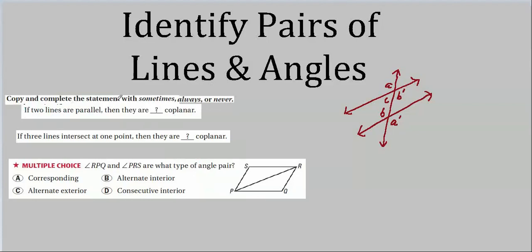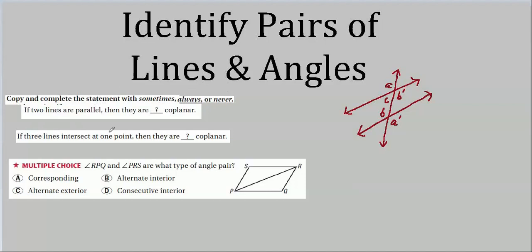If two lines are parallel, then they are sometimes, always, or never coplanar. The answer, of course, is always. That's part of the definition of parallel. They have to be coplanar to be considered parallel. The fact that they don't intersect isn't enough. They have to be in the same plane and not intersect. Then they're parallel. Otherwise, if they're not in the same plane, they are skew. So the answer here is always.